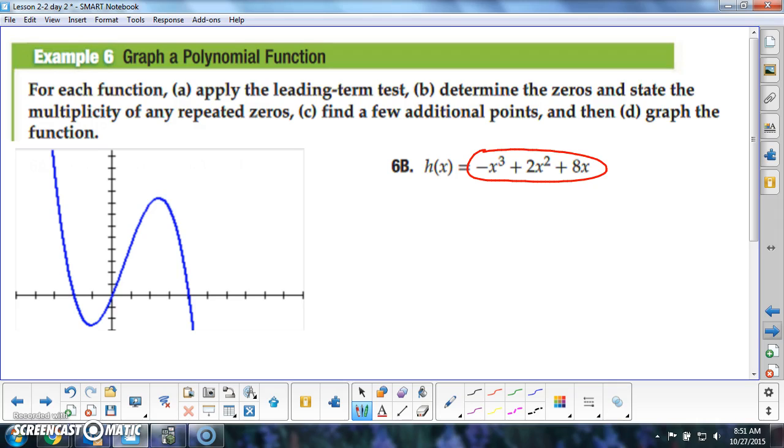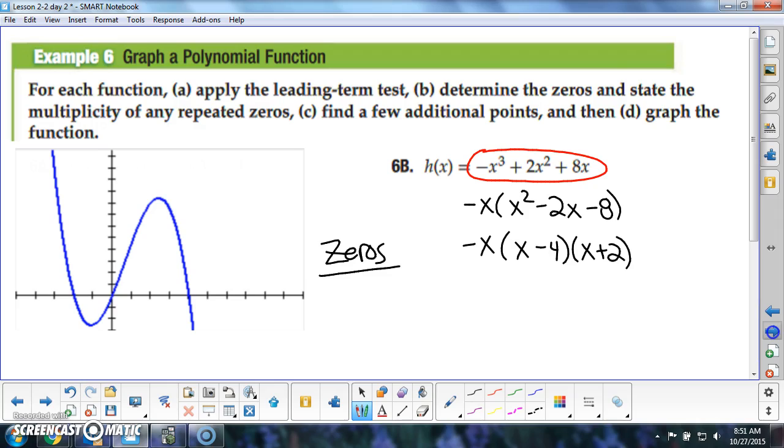So now we got to find the zeros. Well, this isn't factored. It'd be much easier to find the zeros if it was factored. So let's take a negative x out of everything. And then from there we can continue to factor. And now that we have it in a factored form, it's easy to identify the zeros. And they are at 0, 4, and -2. And none of these have multiplicity of 2 or 3. And if you look at the graph, that corresponds because it crosses the x-axis at 4, it crosses the x-axis at 0, crosses at -2. If it has multiplicity 2 or 3, it does some unusual behavior at the x-axis.